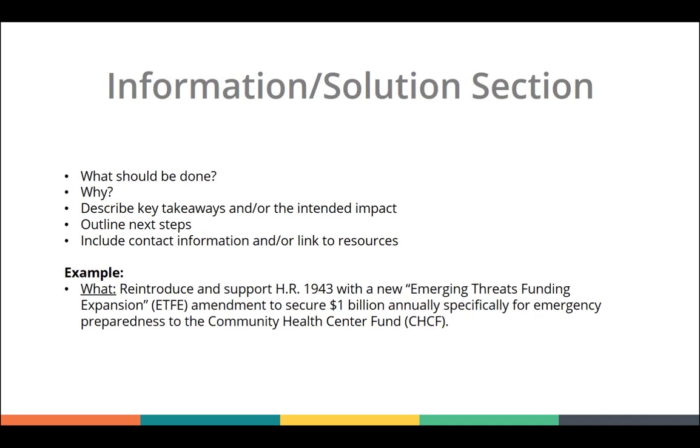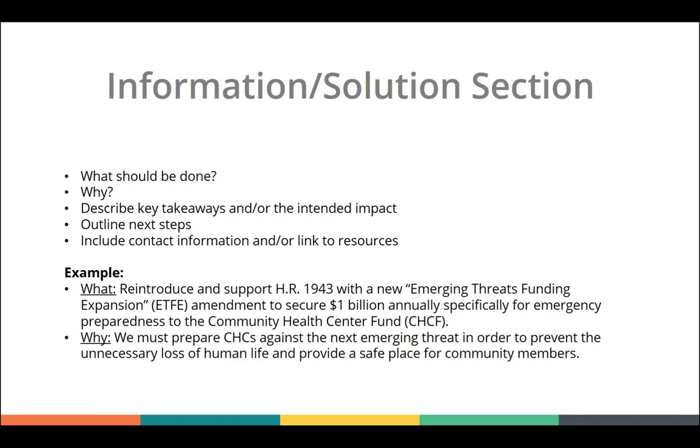So in our example, we are asking our audience, which is policymakers, to reintroduce and support H.R. 1943 with a new Emerging Threats Funding Expansion Amendment to secure $1 billion annually, specifically for emergency preparedness to the CHC Fund. In this example, the information here directly ties back to what we shared in our title sentence. We also explain why the ask is what it is. We must prepare community health centers against the next emerging threat in order to prevent the unnecessary loss of human life and to provide a safe place for community members.